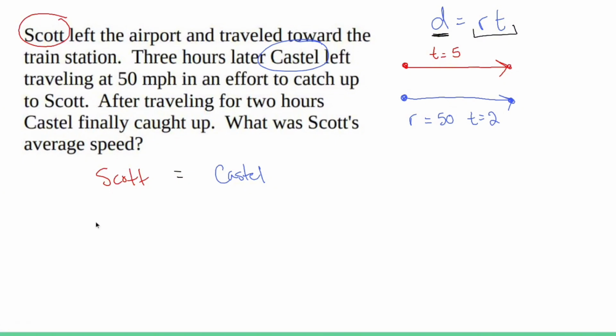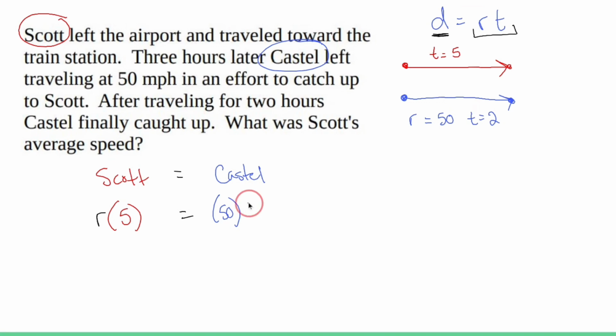So we have Scott's rate, we have Scott's time. So I'll put RT, knowing that I'm going to erase this, and R and T, knowing I'm going to erase that. So we have Scott's rate, which I don't know. We have Scott's time, which I do know. That's 5. So I'm going to replace Scott's T with 5. We have Castell's rate, that's 50. I'm going to replace Castell's rate with 50. And we have his time, which is 2, so I'm going to replace that with 2.